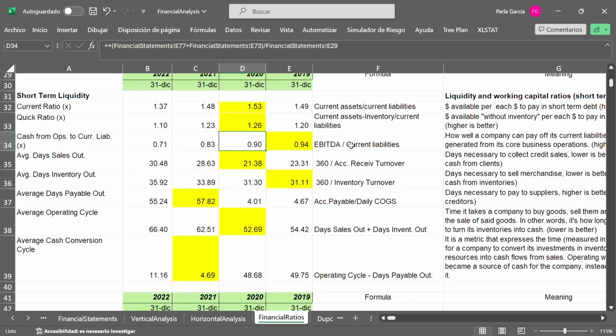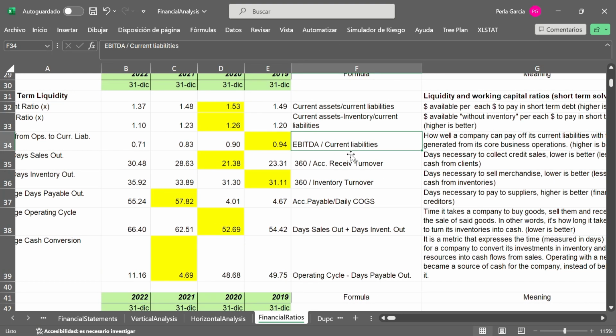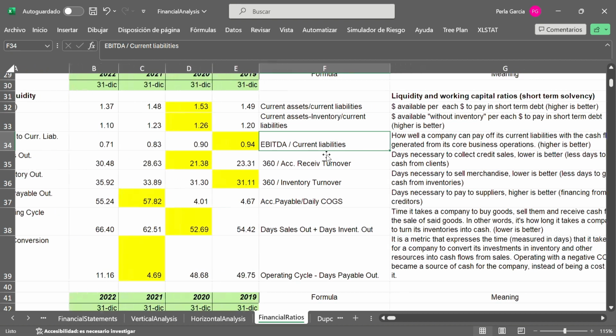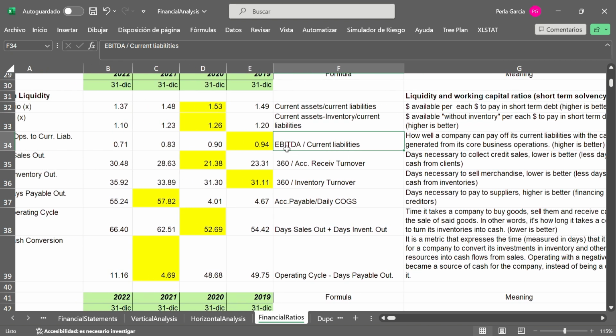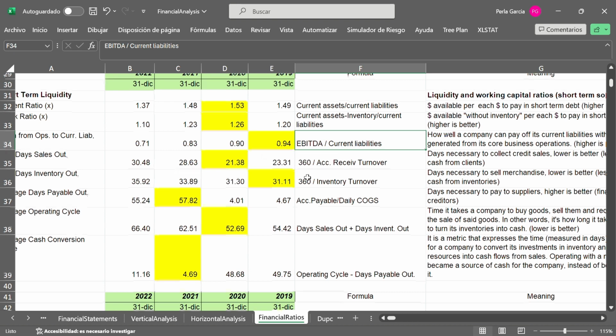And then the EBITDA to current liabilities: the company can pay off its current liabilities with all of the cash generated in the core business with EBITDA. So with all of the pesos in EBITDA, we can pay 0.94 of the current liabilities.